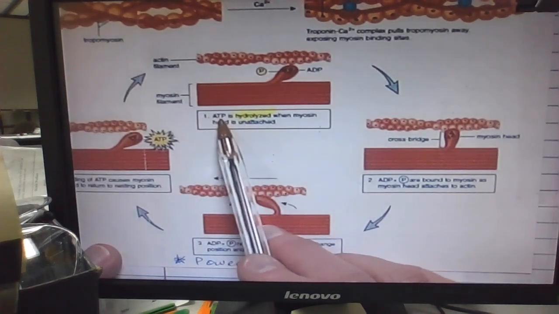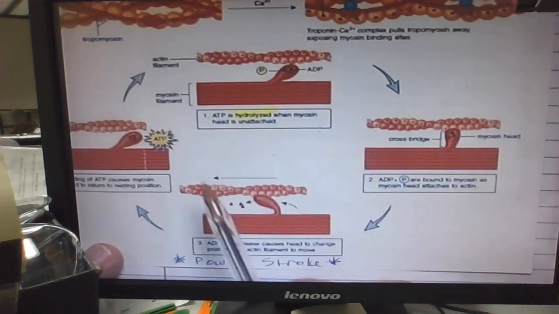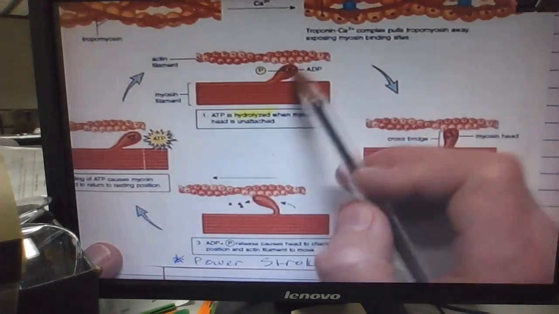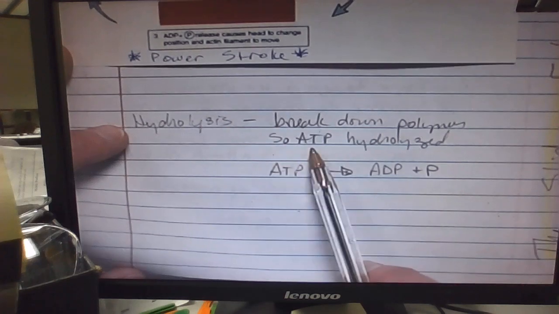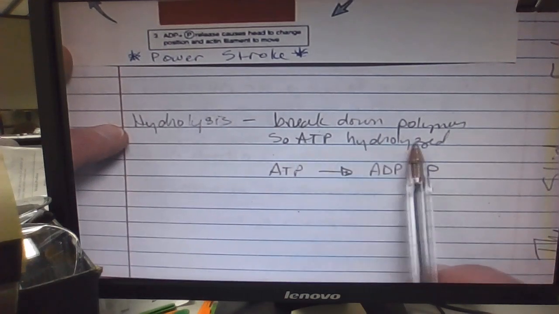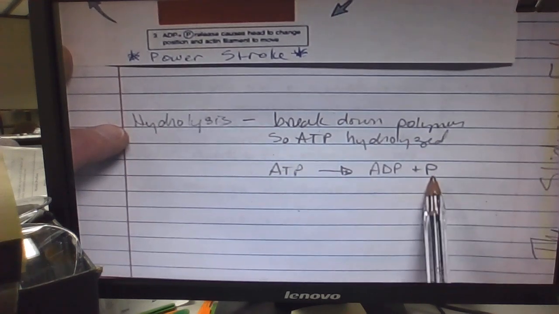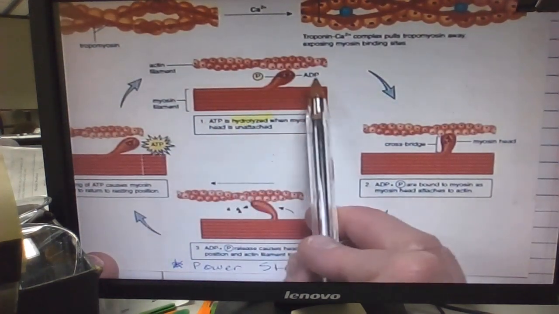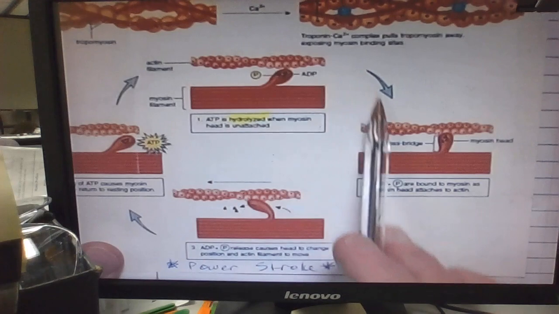So first of all, ATP is hydrolyzed. The myosin head is unattached. That causes ATP to be hydrolyzed. So this is the myosin filament. This is the little myosin head. Myosin unattached. ATP is hydrolyzed. Remember, hydrolysis means the breakdown of a polymer. So ATP being hydrolyzed means ATP is being broken down. When ATP is broken down, it's changed into ADP and a phosphate group. So ATP is hydrolyzed, so we have ADP and a phosphate group on that myosin head because the myosin head is unattached.